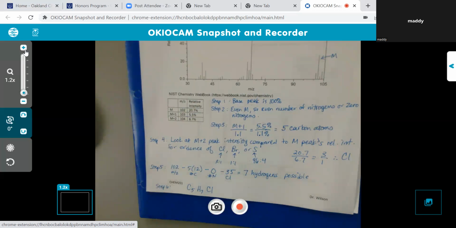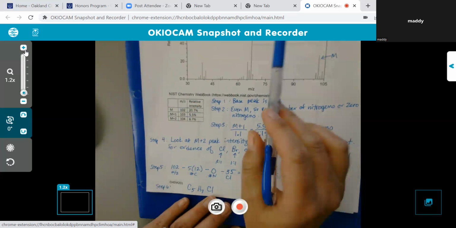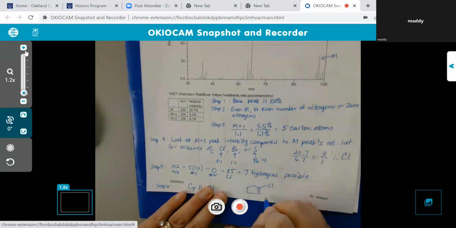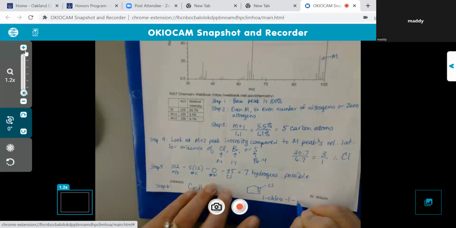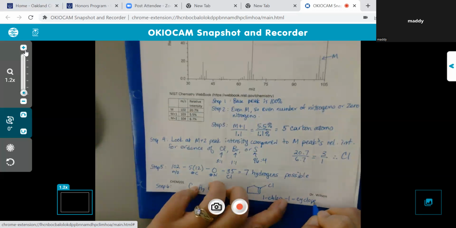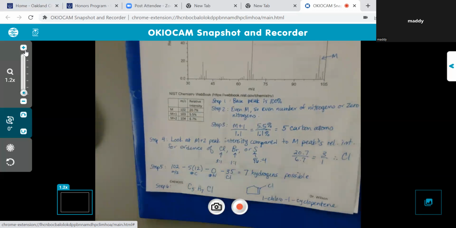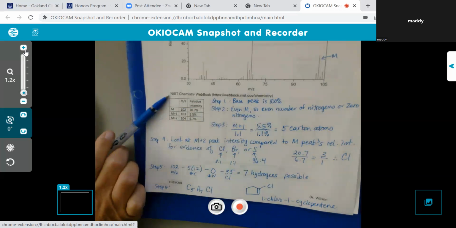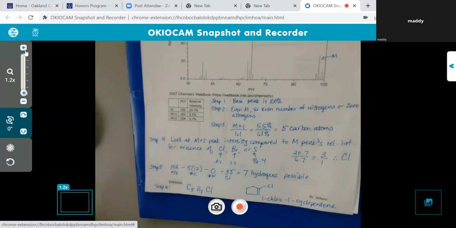Yeah, it's not bad. This mass spec is actually from the compound 1-chlorocyclopentene. So I obtained the spectrum from the NIST Chem webbook website to give as an example for you. Okay. Are you ready for another example?